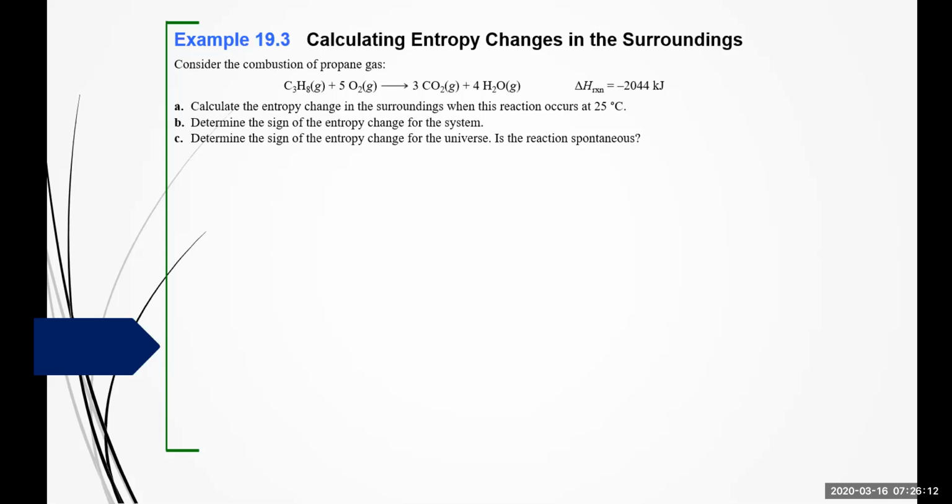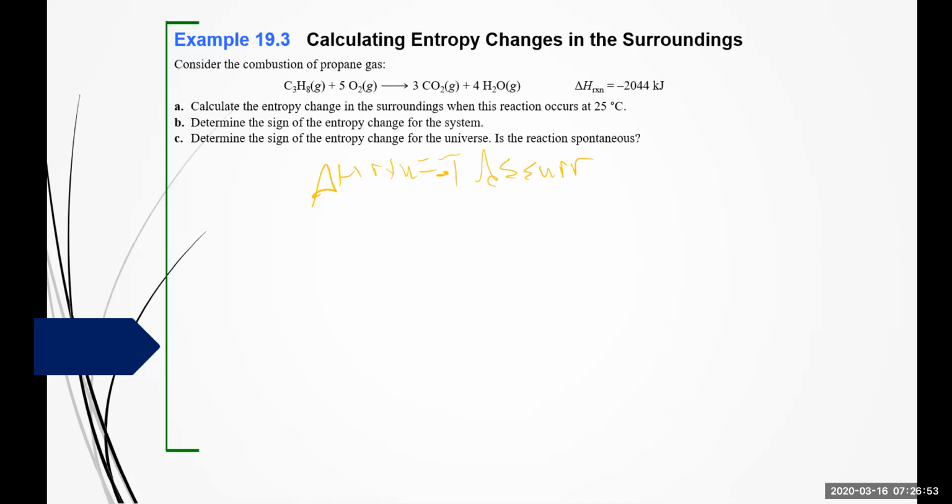We're going to determine the sign of the entropy change for the system. And then we're going to determine the sign of the entropy change for the universe. So we're going to determine if it's spontaneous or not. So when calculating the entropy change of the surroundings, we're using our equation, our delta H of our reaction is equal to T delta S of our surroundings, but negative, because whatever energy we release from our system is going to be the opposite of what we get in the surroundings.